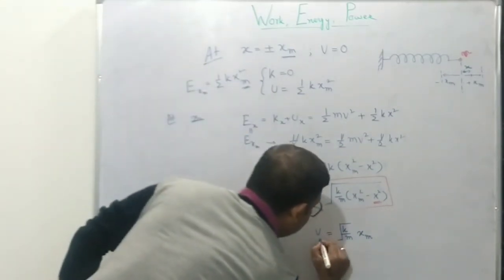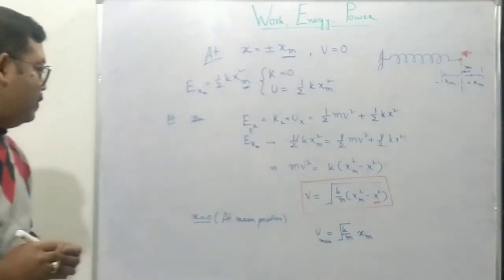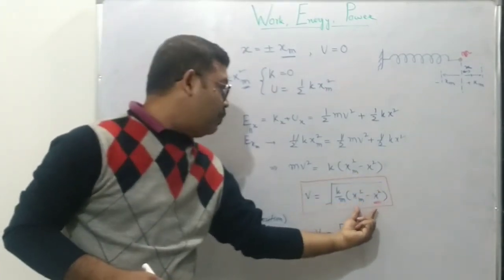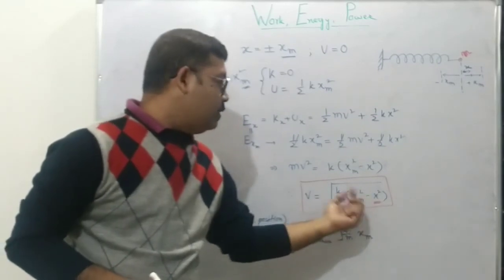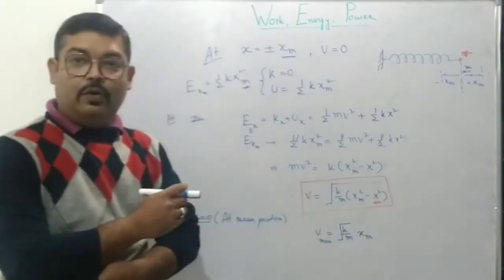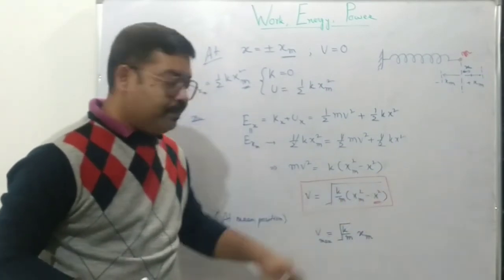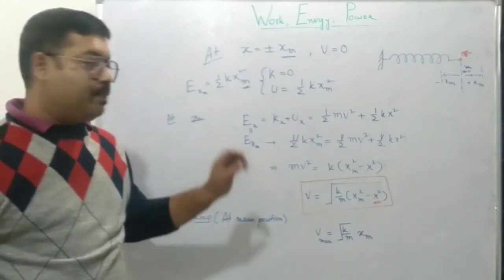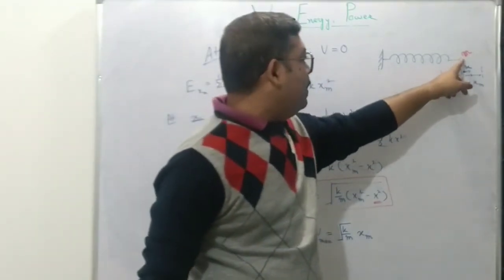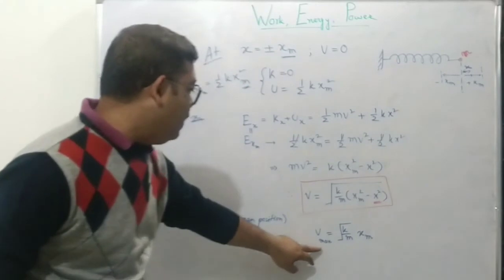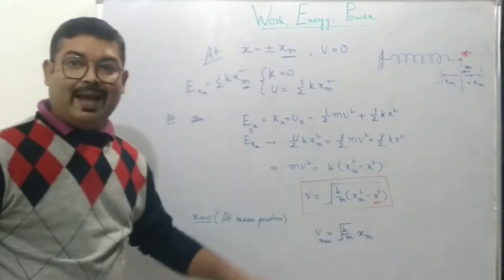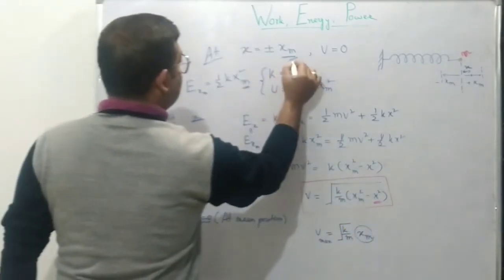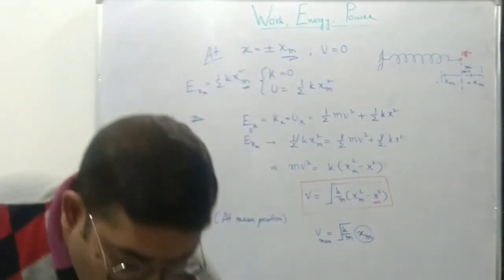So this is the maximum velocity that is possible, because when x is 0, this bracketed term, xm squared minus x squared, will have its maximum value. So velocity will have the maximum value when x is 0, that is, the object will have the maximum velocity at this particular point, and its value will be given by the square root of k by m into xm, where xm is the maximum extension or compression of the spring.